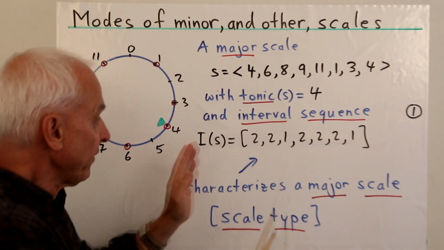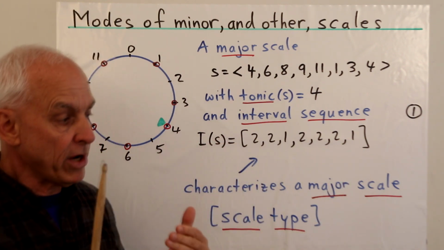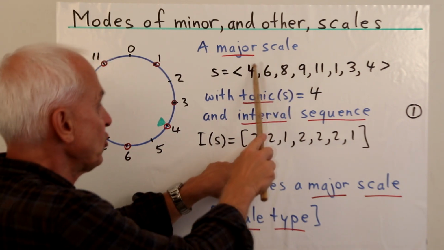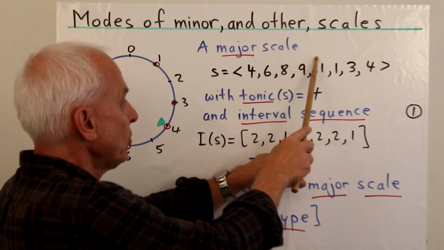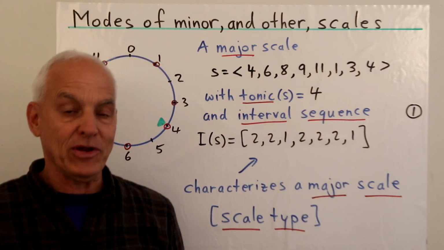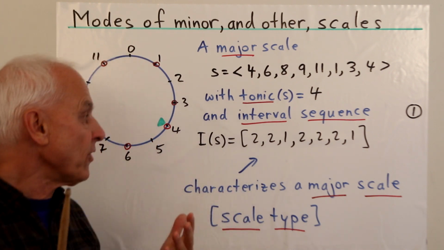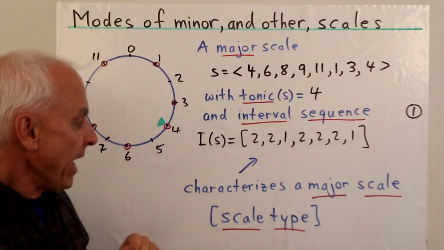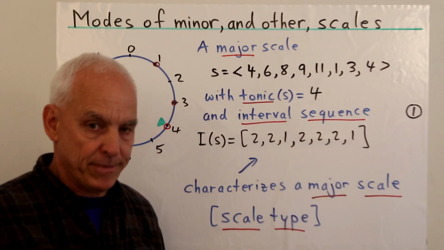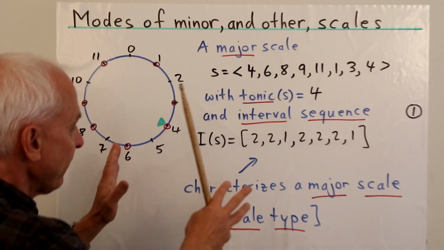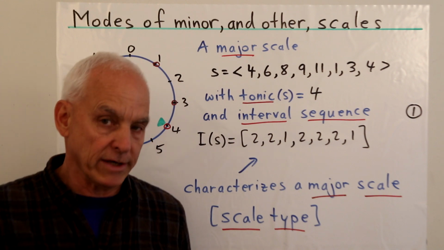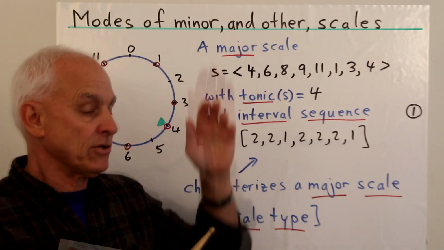Also associated to the scale, very important, is the interval sequence, which records the intervals between successive notes. In this case, 2, 2, 1, 2, 2, 2, and 1. And we recognize this important interval sequence. This is the sequence for a major scale. It characterizes a major scale, and we say that this is a scale type. Okay, so we already have some experience with the major scale setting and various modes for it, but today we want to go also to other scales.